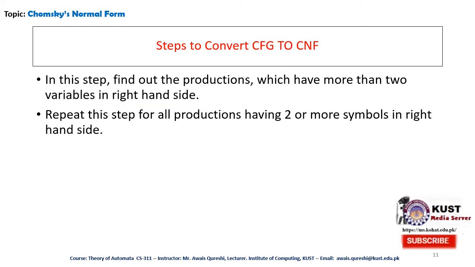In this step, find out the productions which have more than 2 variables on the right hand side. So we need to take care of this, that we have to find out the productions which have more than 2 variables, and repeat this step for all productions having 2 or more symbols on the right hand side, and so on.